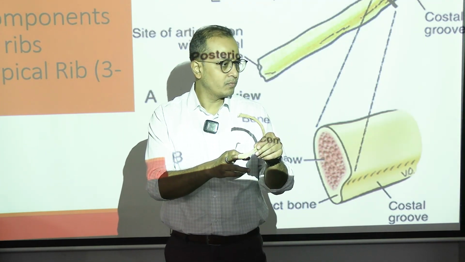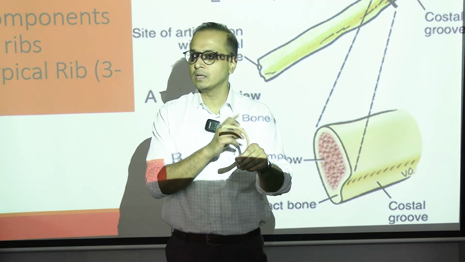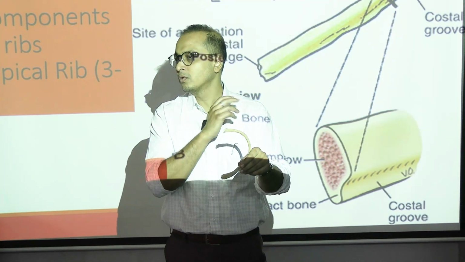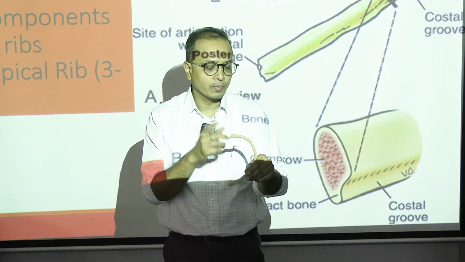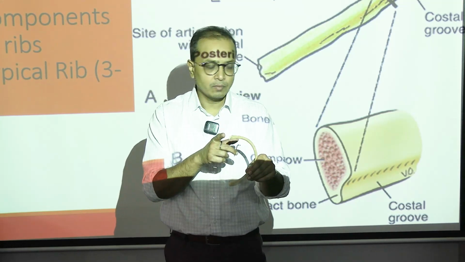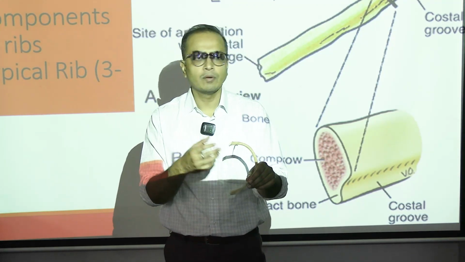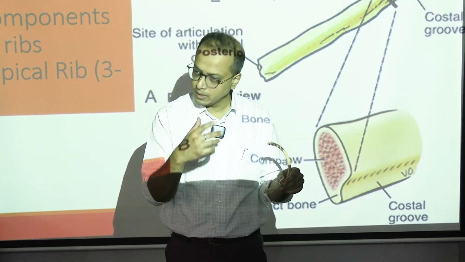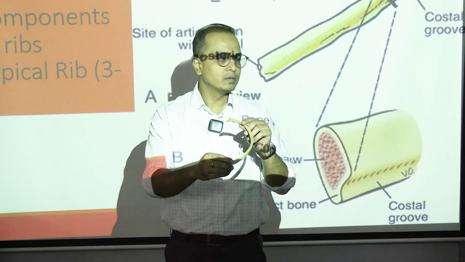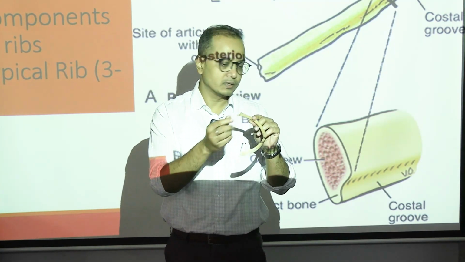The anterior end you have to keep in front, the vertebral end in the back, assuming that this is what you are holding, your rib or any typical rib. So above, below you have to identify, medial, lateral you have to identify, and anterior, posterior you have to identify, and then you have to hold it on the appropriate right side or left side. Then you have to identify the different parts. This is the posterior end, this is the anterior end.